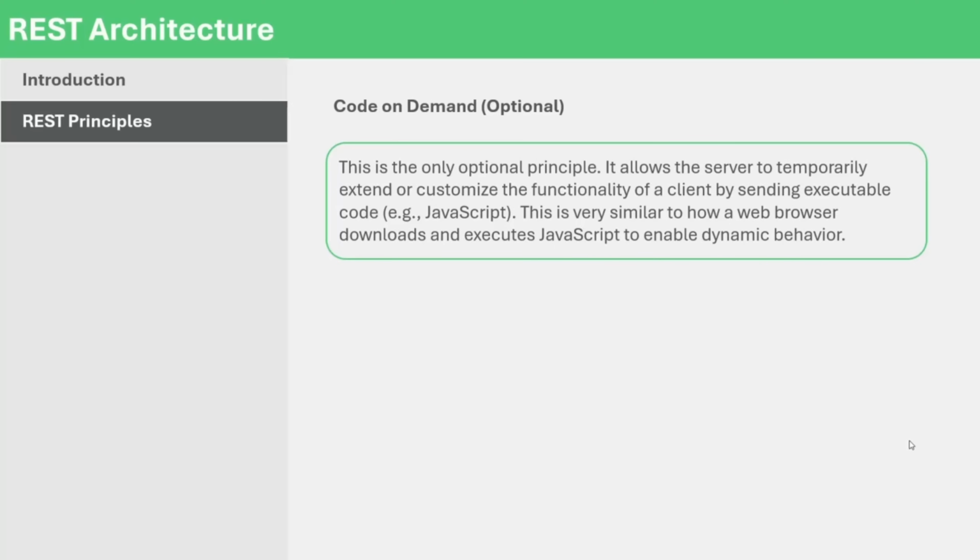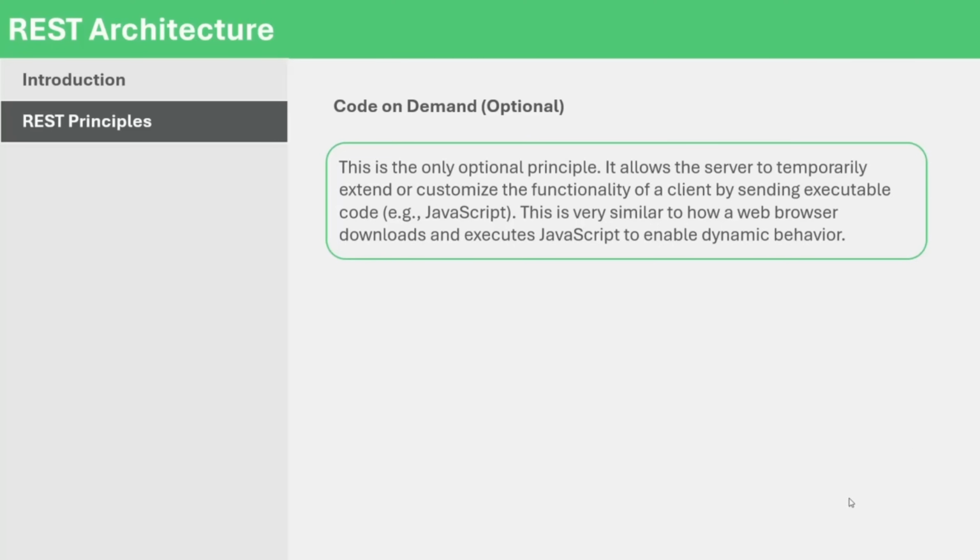Finally, we have code on demand, and this is the only optional principle. Basically, this principle allows the server to temporarily extend or customize the functionality of a client by sending executable code, like sending JavaScript code in the response. And this is very similar to how a web browser downloads and executes JavaScript to enable dynamic behavior.